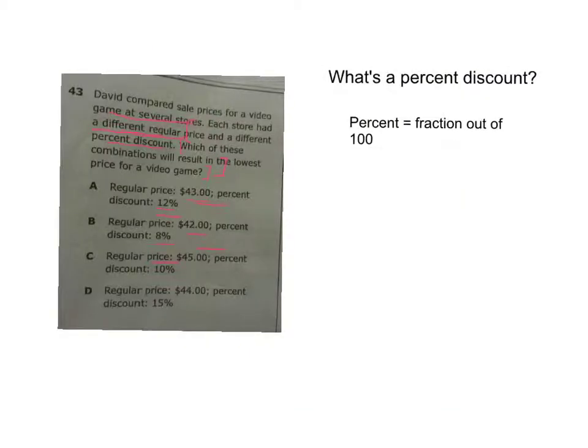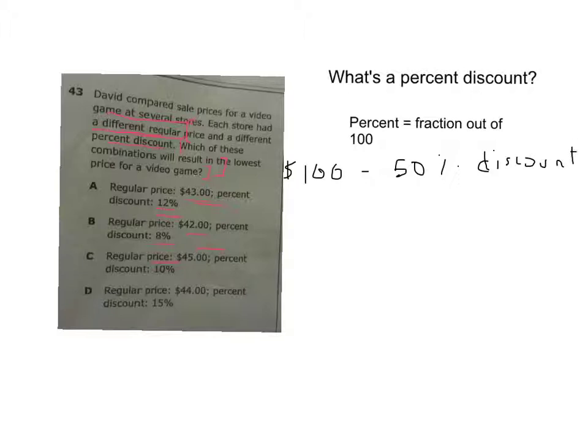So a percent is a fraction out of 100. And they're asking us in this question about a percent discount. So it always helps in situations like this to start with a really simple version of it. Let's say that we had an item that cost $100 and there was a 50% discount.